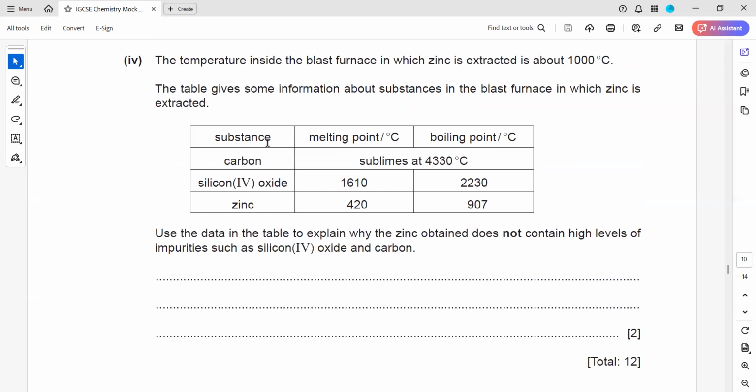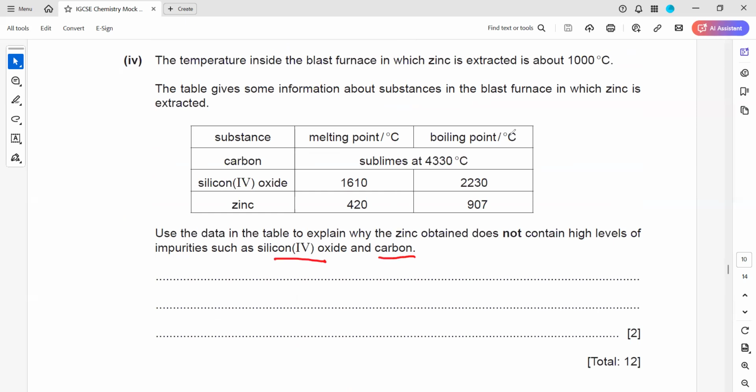The temperature inside the furnace in which the zinc is extracted is about 1000. The table gives some information about substances in the blast furnace. Use the data in the table. Explain why the zinc obtained does not contain a high level of impurities of silicon dioxide and carbon.